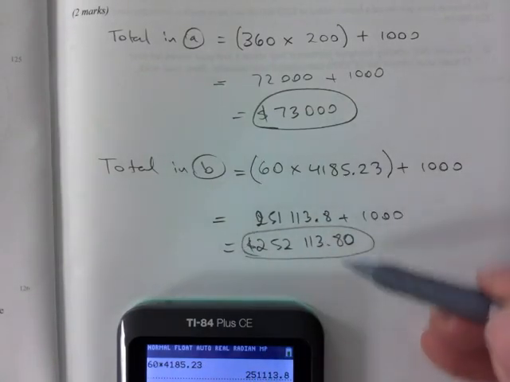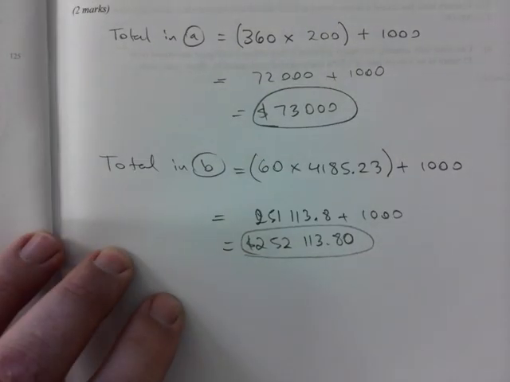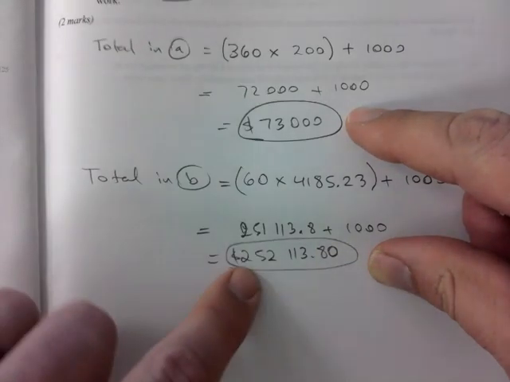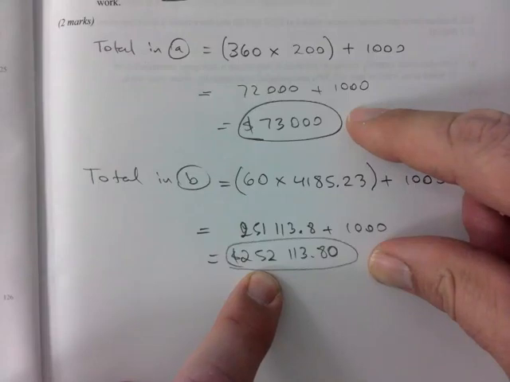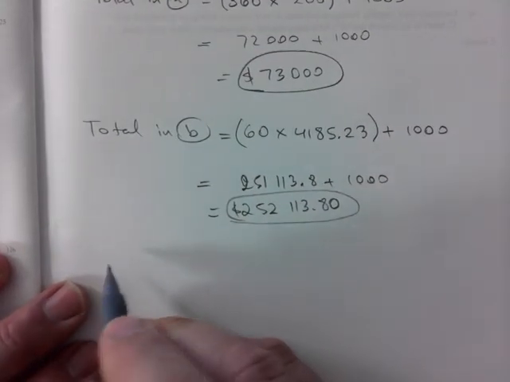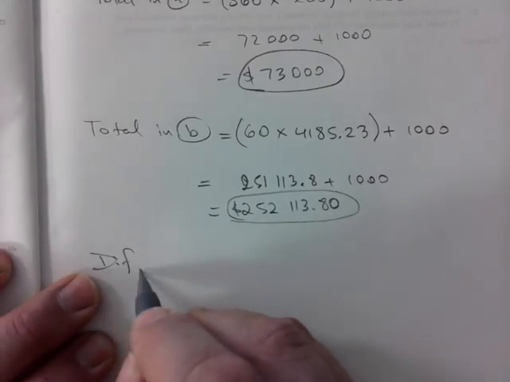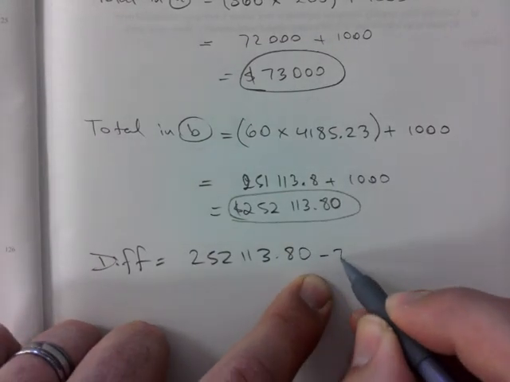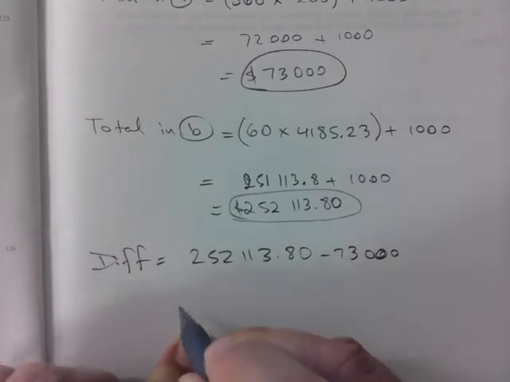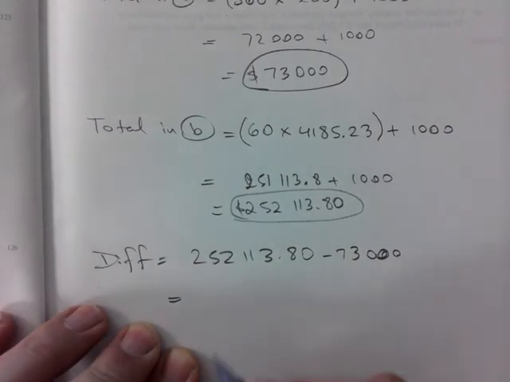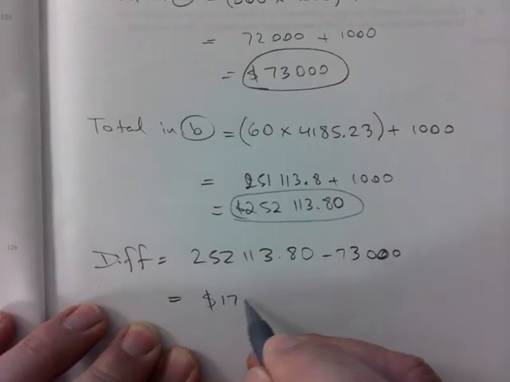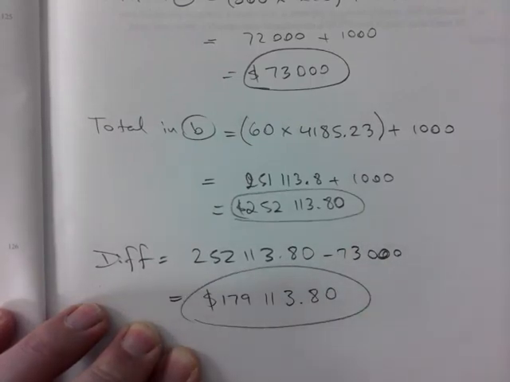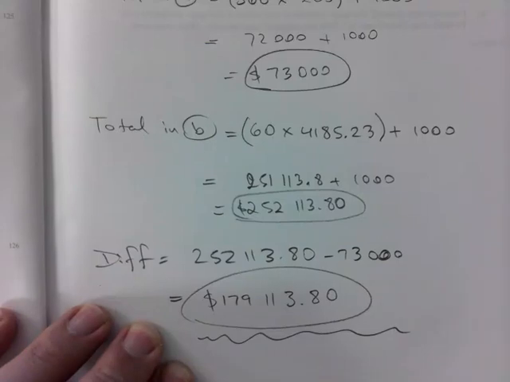So now we have how much was put in from your own money in both scenarios, but we want the difference. Look at how much more you had to pay in the second scenario because he started so much later. That's why it's important to start soon. Difference, 252,113.80 minus 73,000. Always read, did I answer the question? And you get 179,113.80 is the difference. This is your final answer.